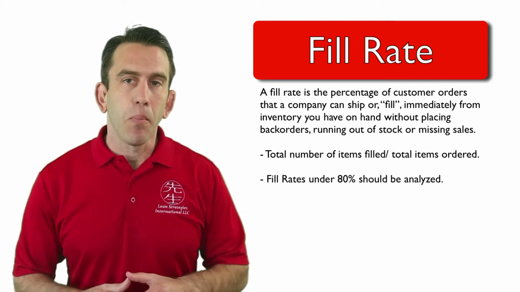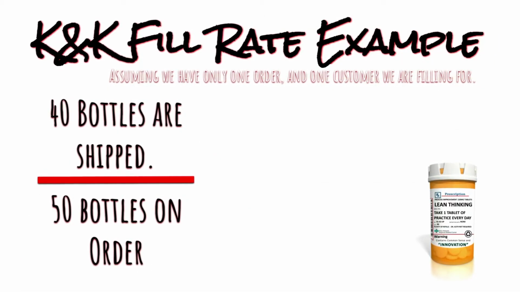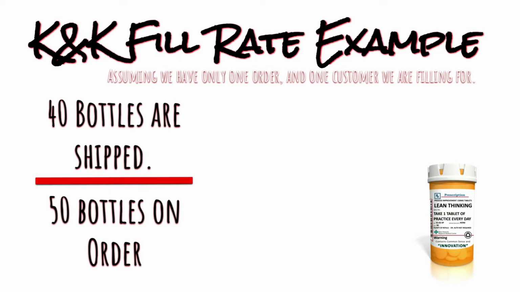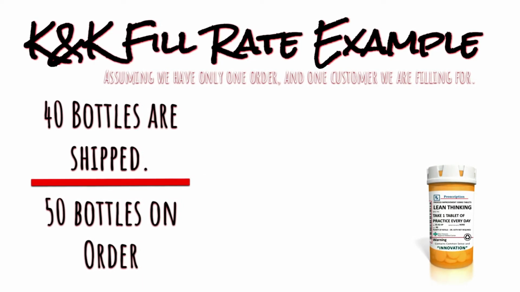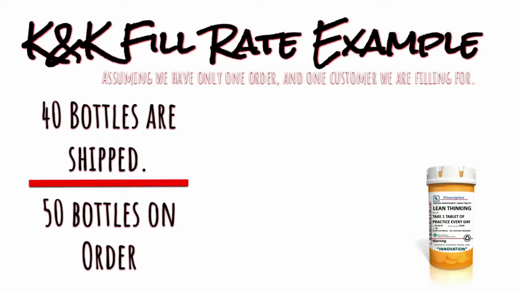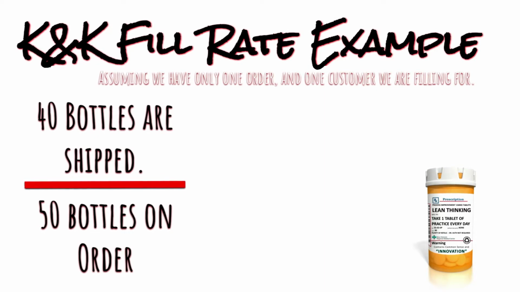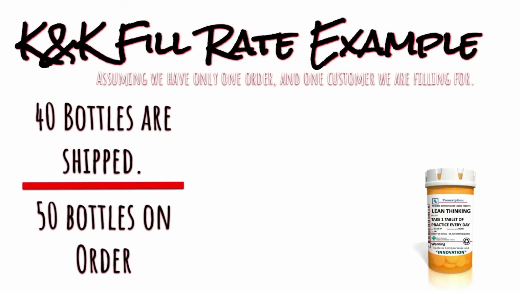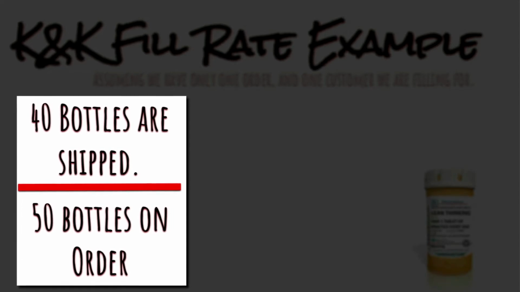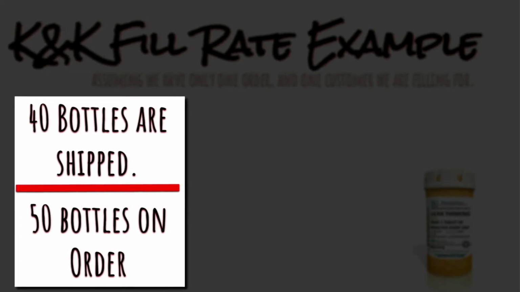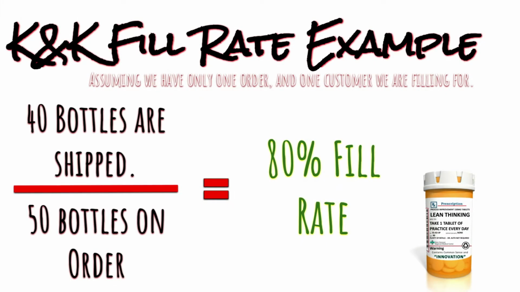Let's look at an example. Assuming we have only one order and one customer we are filling for, let's imagine that K&K Manufacturing has an order to fill 50 bottles of a powerful prescription medication. K&K is only able to ship 40 bottles of the medication. To get K&K's fill rate, we divide 40 bottles shipped by the complete order of 50 bottles. K&K's fill rate is 80%.